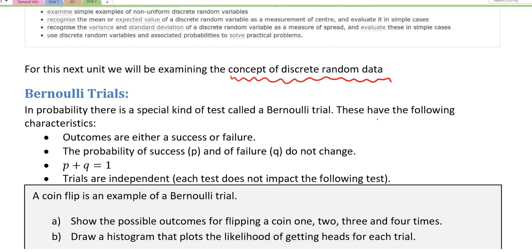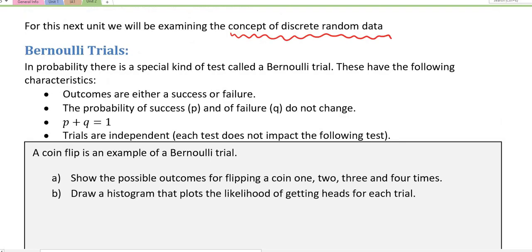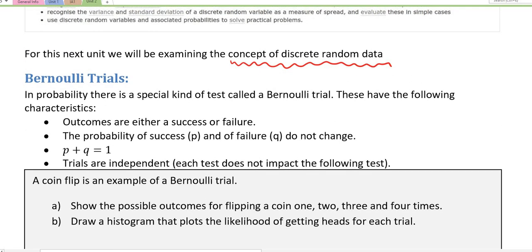Okay, probability. There's something called a Bernoulli trial. Now, I believe in PE, do they have something called the Bernoulli principle or something? We're skipping a bunch. This is separate to that stuff, I believe. It's the same name.